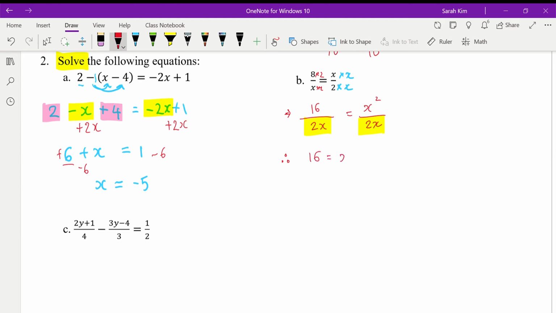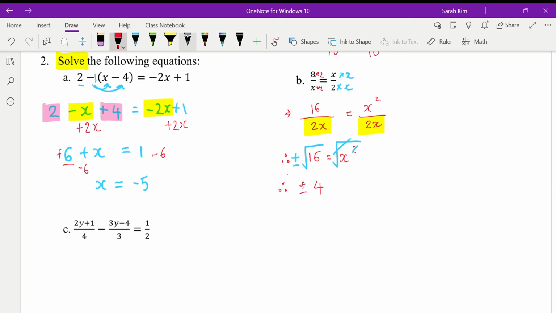16 equals x squared. Alright, almost there. We just got to get rid of this squared. And to get rid of that squared, remember it's a square root. Because they cancel each other out. Now just be careful when you actually square root a number, there's always 2 answers, positive and negative, so plus and minus. So therefore, plus and minus answer, and square root of 16 is simply 4. So that's your answer. There's 2 answers.